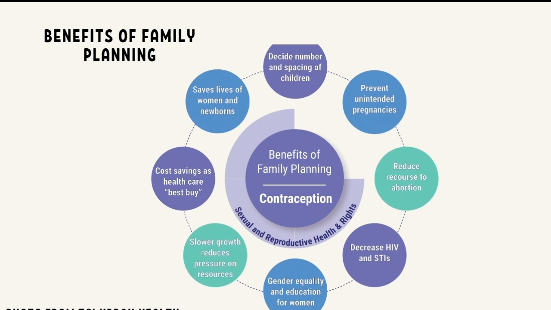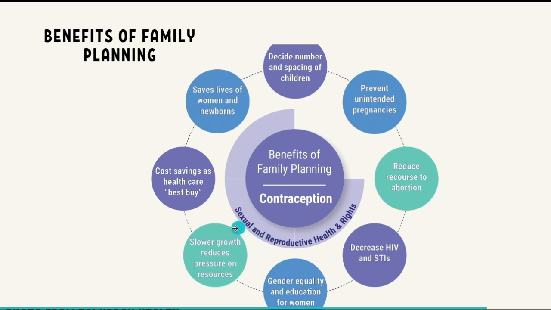And getting an abortion can have risks to it. Family planning also decreases HIV and STIs, and promotes gender equality and education for women. So the person is not having children back to back to back when they can't take care of them, and they actually get to go to school and get their other life goals out of the way as well. And this one is for females specifically.